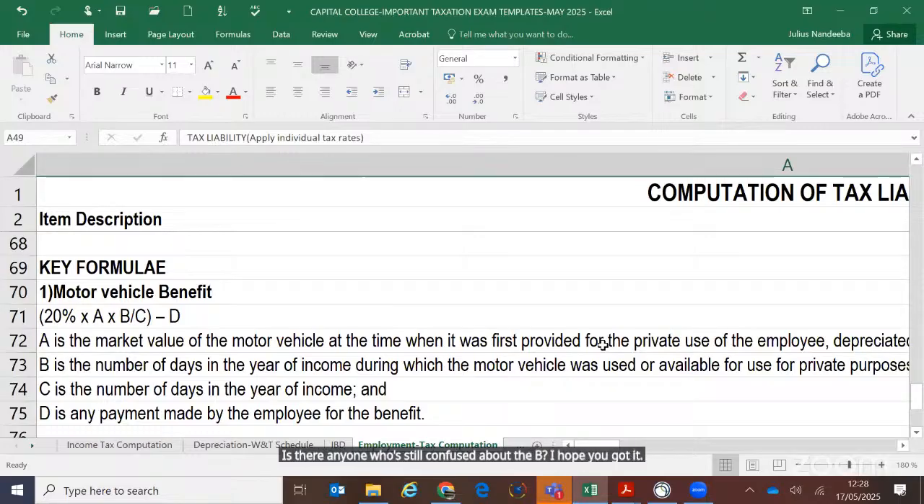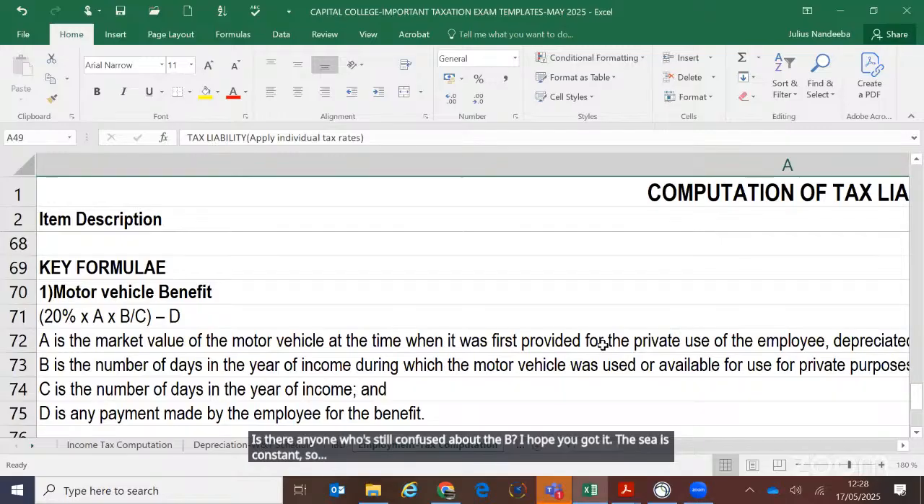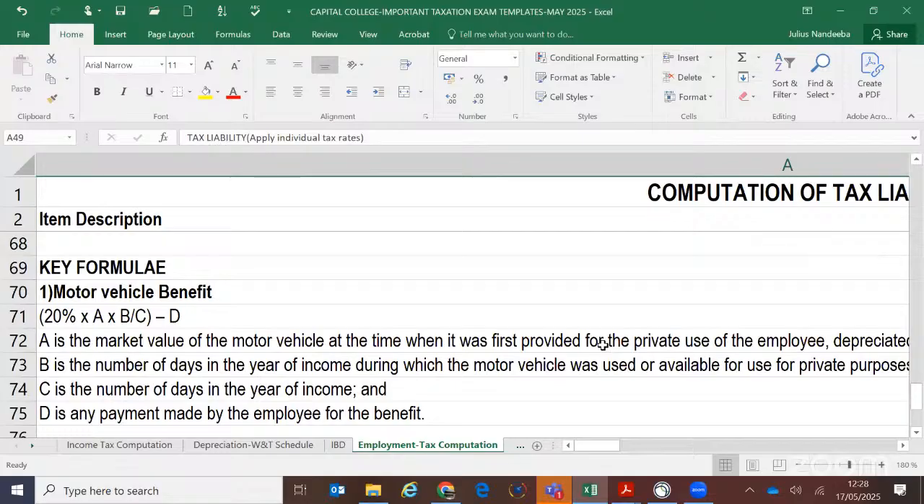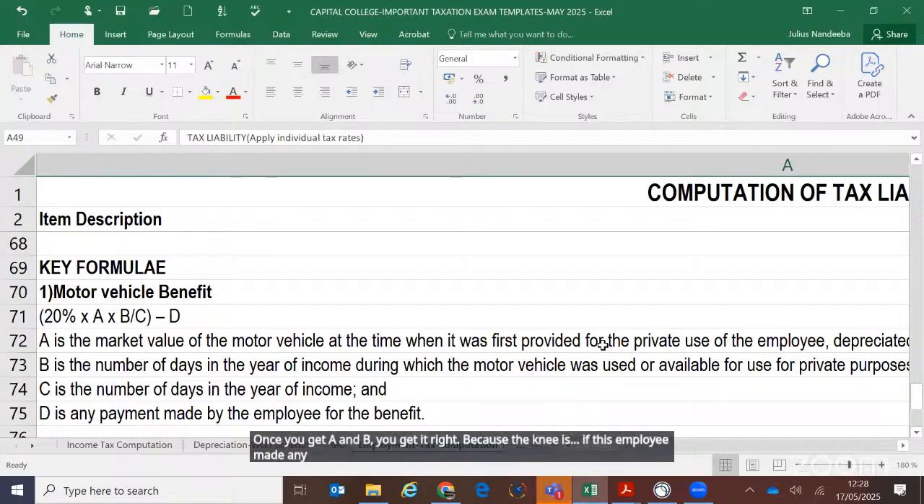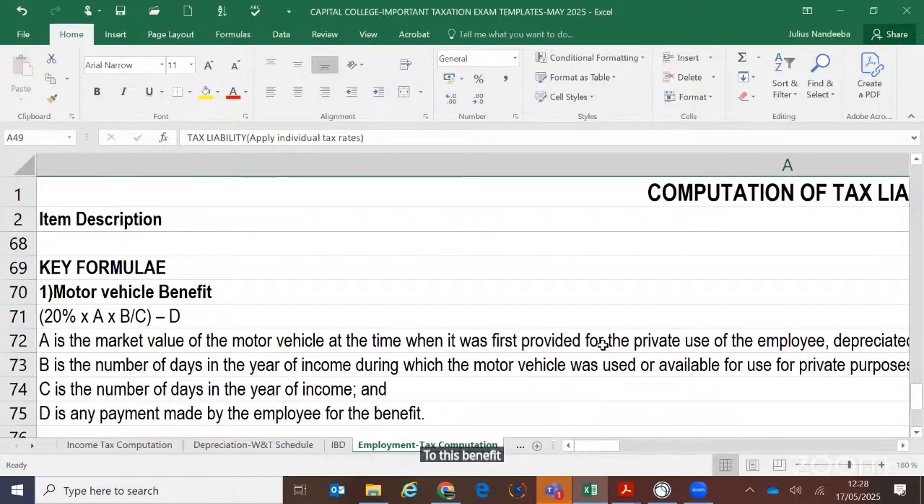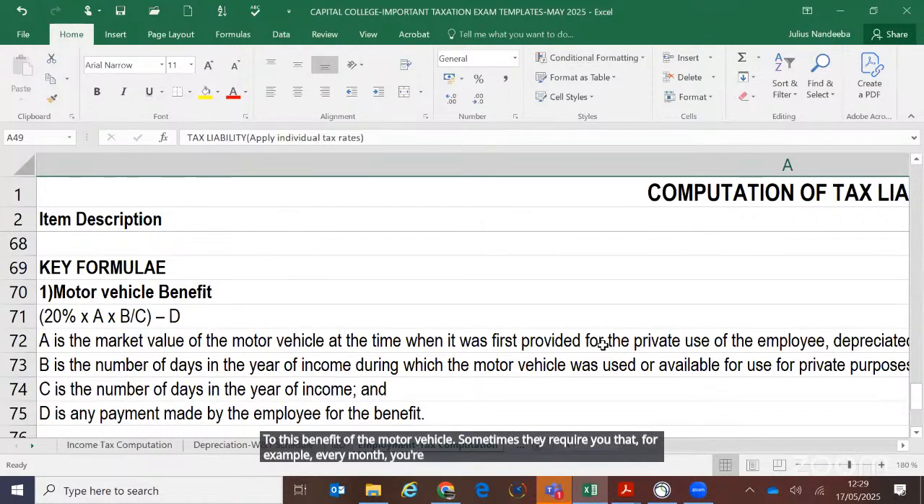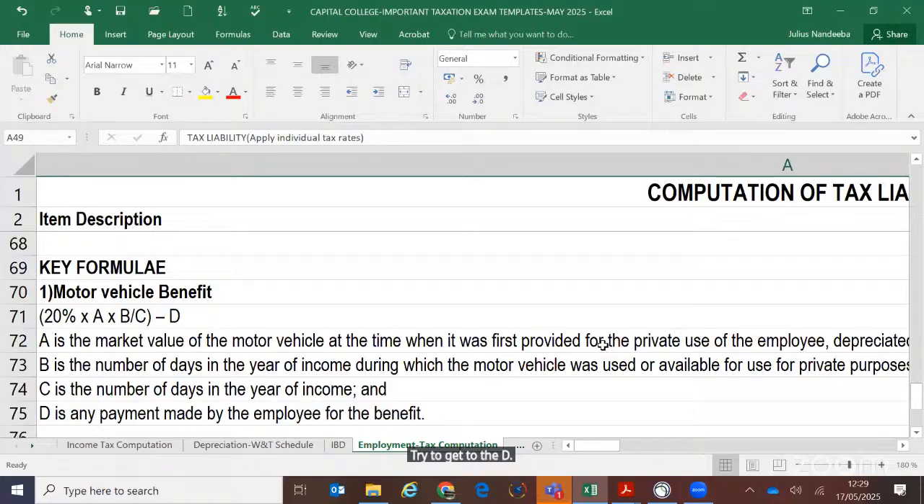The C is constant, so cram it now. The C is 365 days. So you realize that in that formula, the only challenge is A and B. Once you get A and B, you get it right. Because D is if this employee made any contribution to this benefit of the motor vehicle. Sometimes they require you that, for example, every month you're going to contribute 200,000 for the motor vehicle benefit. It means you get 200,000 times 12 to get the D. So the D is the employee's contribution.